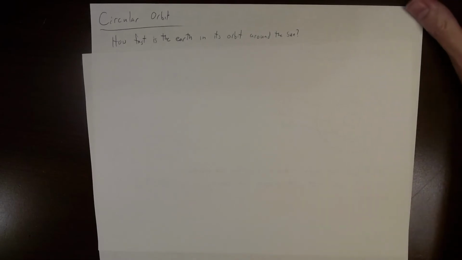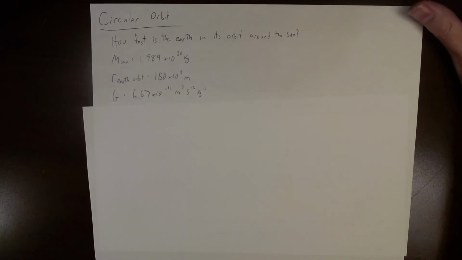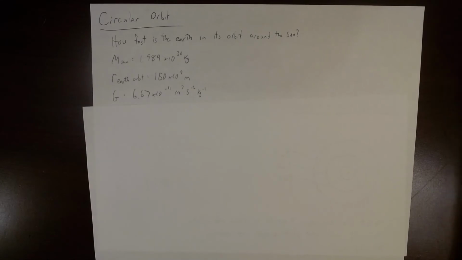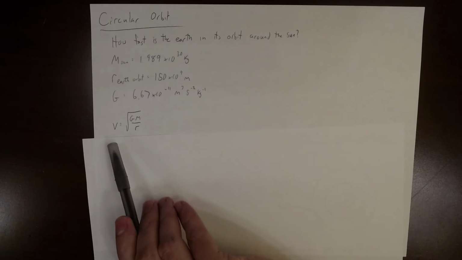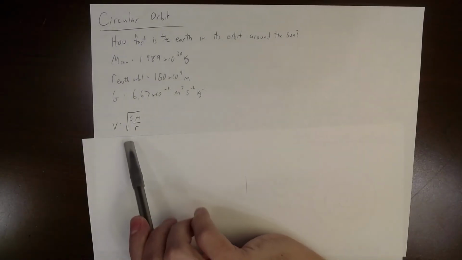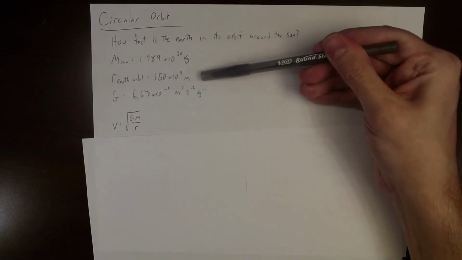But what if the numbers that I gave you were the mass of the sun, the radius of Earth's orbit, and what G is equal to? It's Newton's gravitational constant. What method would you use to solve this, given this information? Think about that for a moment. All right, I hope everyone is thinking of this equation. The velocity of an object in a circular orbit is the square root of G times M over r.